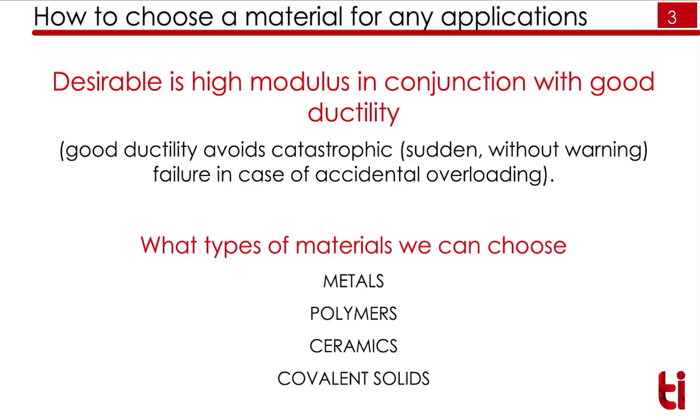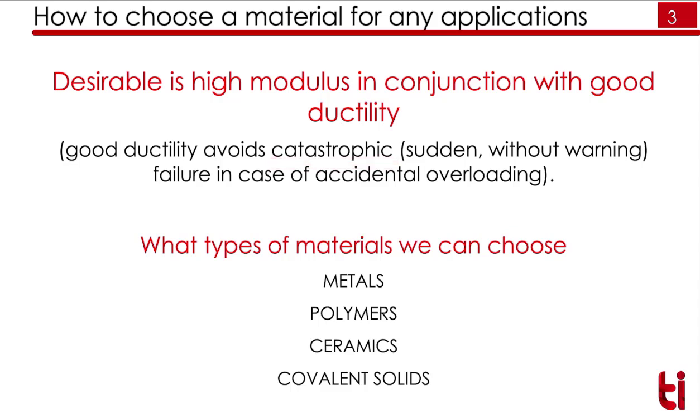First choice for any application is to choose a proper material, and whenever you think of mechanical properties, you need a material which has high modulus and good ductility. This requirement is because if you use a brittle material, it will break without any warning, suddenly. Suppose you make a bridge of a brittle material, it won't give any warning before breaking and it will break down suddenly. So there may be financial loss or human loss also. That is called catastrophic failure.